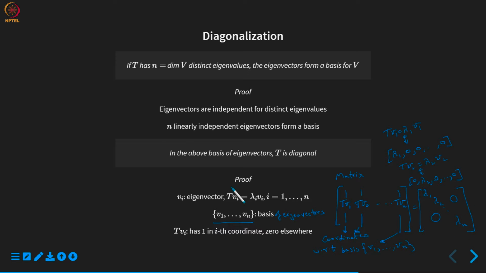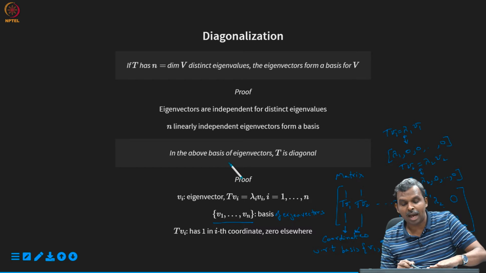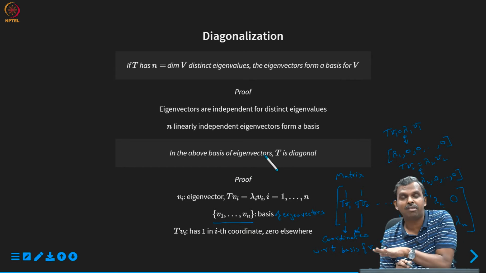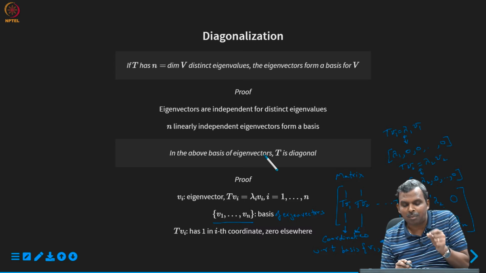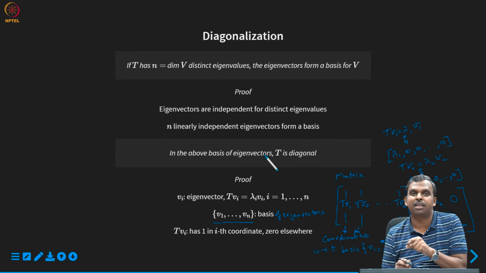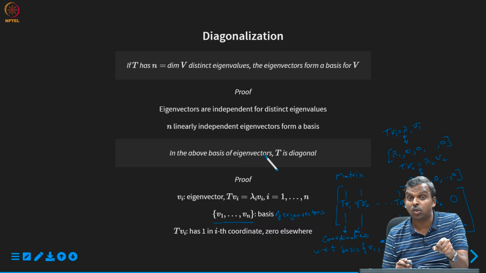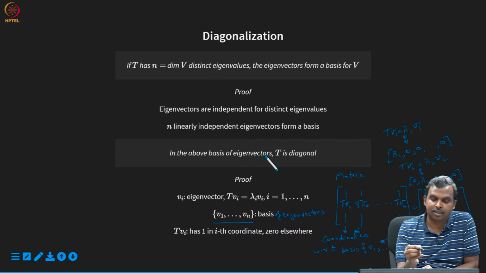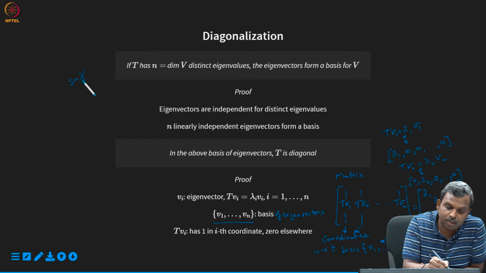So see, I started by saying distinct eigenvalues, which was sufficient to give me a basis of eigenvectors. That's the first result. If you have a basis of eigenvectors, then you have a diagonal T. Something has to give you a basis of eigenvectors. Distinct eigenvalues give me a basis of eigenvectors, but that is only a sufficient condition. So this is sufficient and not necessary. You will see later on.